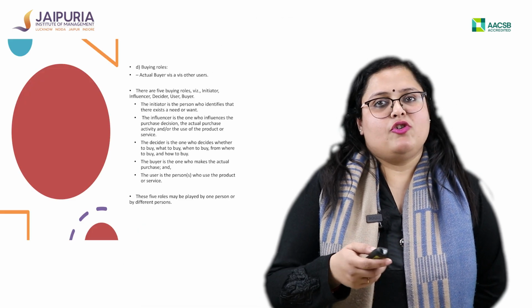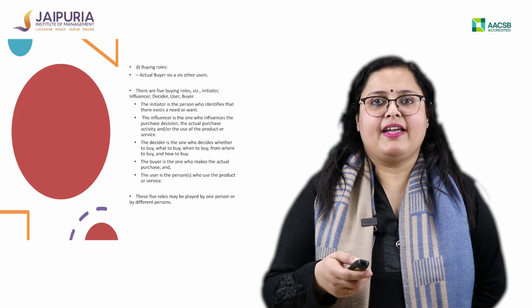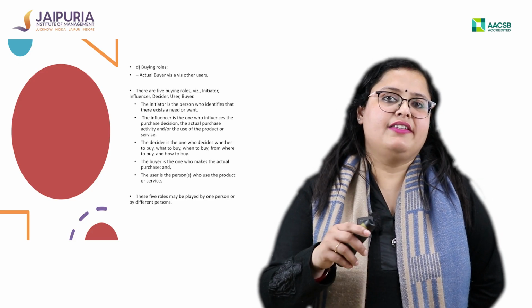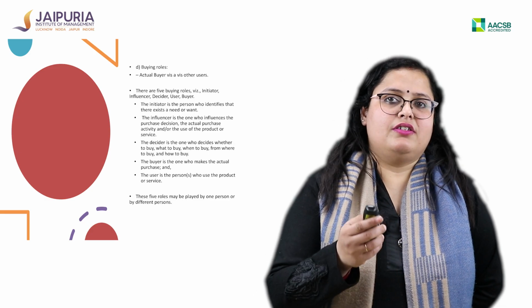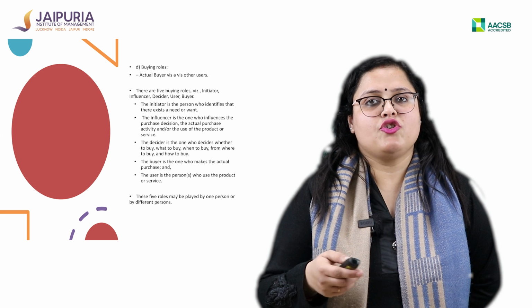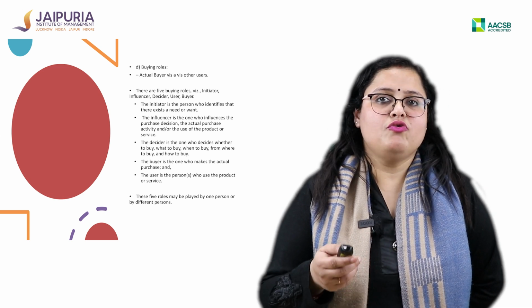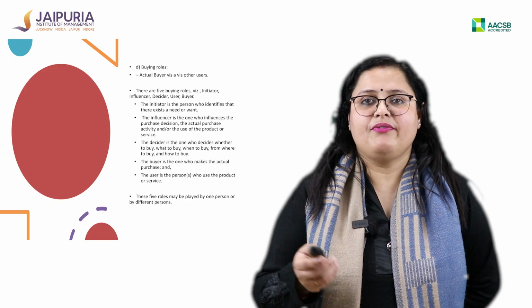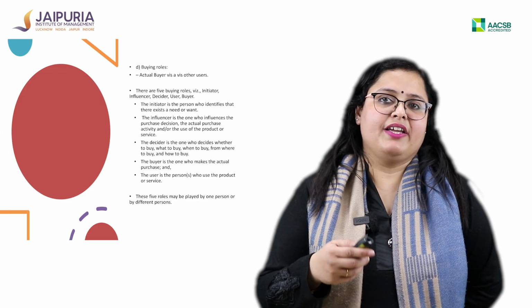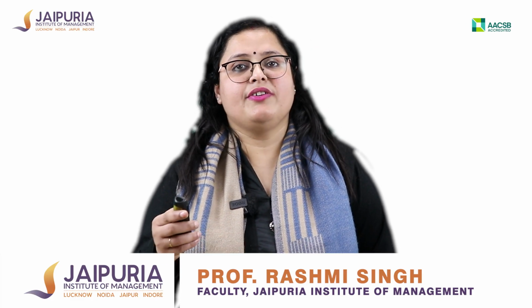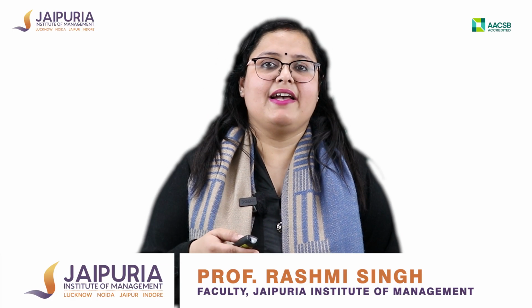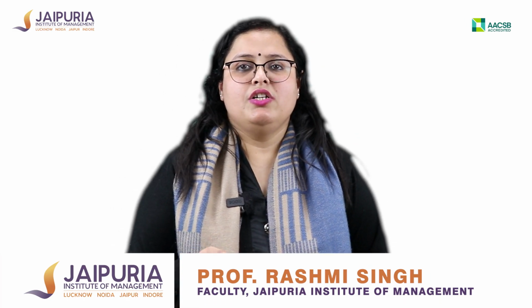Then the decider can be your mother or your father. Who will decide? You have suggested 2-3 brands, and at the end who decides which brand we should purchase? Then the buyer will be your father or your mother, who is actually paying the money. That will be the buyer, and the user in the case of a washing machine will be the entire family. So these are the different roles that I have discussed. It depends on the situation. Sometimes you will be playing all 5 roles, or sometimes different parties will be involved, acting as initiator, influencer, decider, buyer, or user.